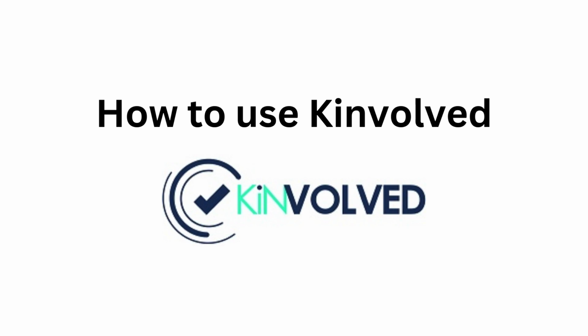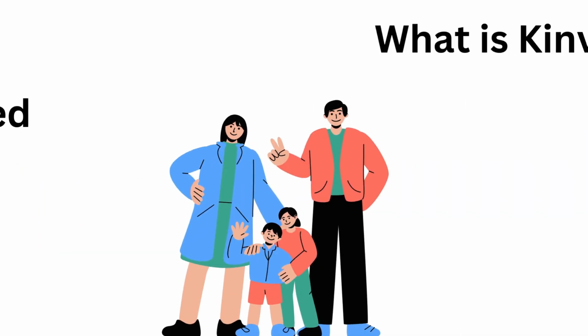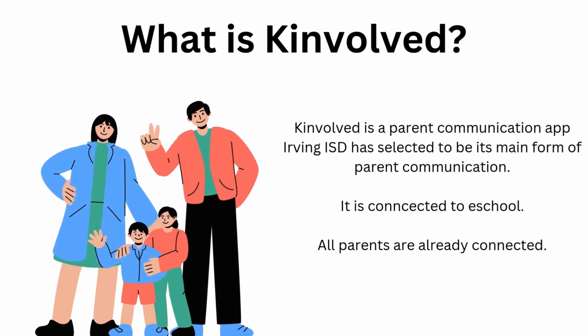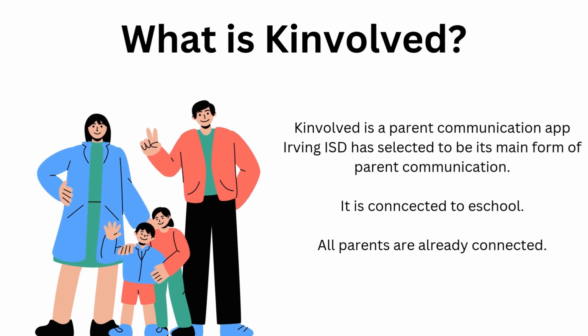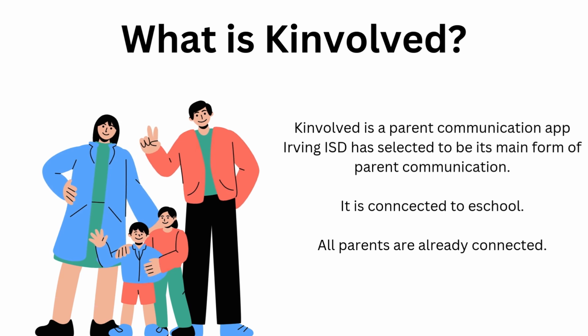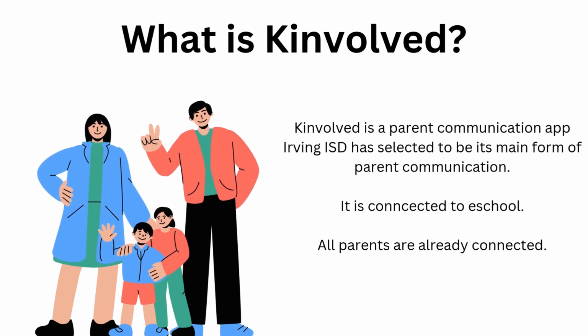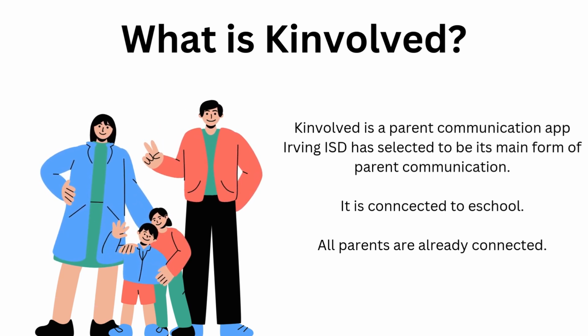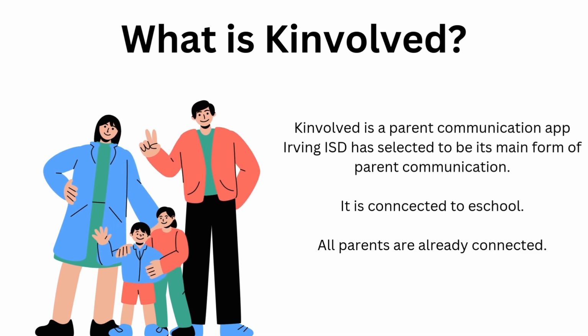Alright, this is a quick video on how to use the Kinvolved app. What is Kinvolved? Kinvolved is a parent communication app Irving ISD has selected to be its main form of parent communication. It is connected to eSchool. That means all parents are already connected. There's no work you need to do to get parents on this app.